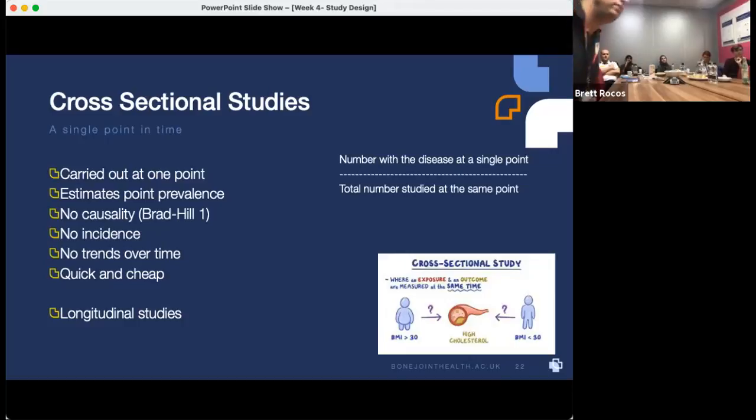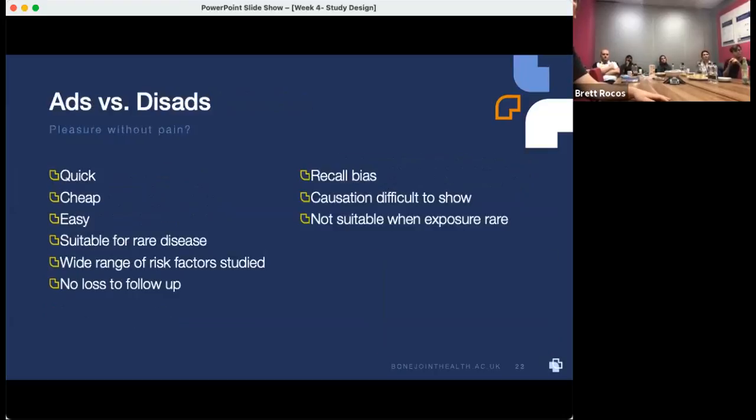And they say, have you had, it's a massive questionnaire, I've seen it. Have you had heart disease, lung disease, cancer? Are you married? All these things. It's quite amazing. So you can keep doing that. And this is the sum they do: number with the disease at a single point over total number studied at the same point. That gives you your prevalence.